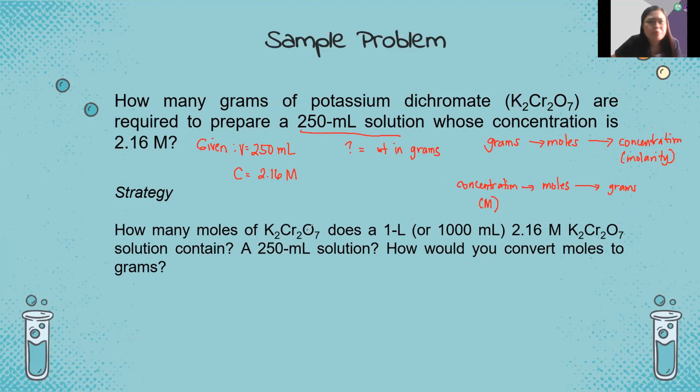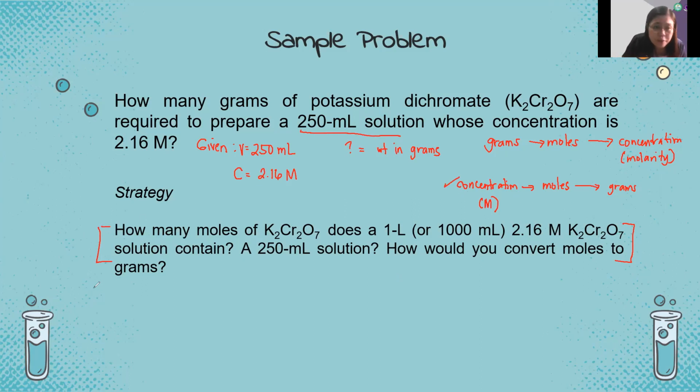How many moles of potassium dichromate does a 1 liter or 1,000 ml of 2.16 M potassium dichromate solution, or a 250 ml, contain, and how would you convert moles to grams? But actually, you might get confused if you compute them one by one, so to make it easier, since this one is written in the book, I'll just teach you the easier way to compute. So, this one, we will use this process. You have there the concentration.